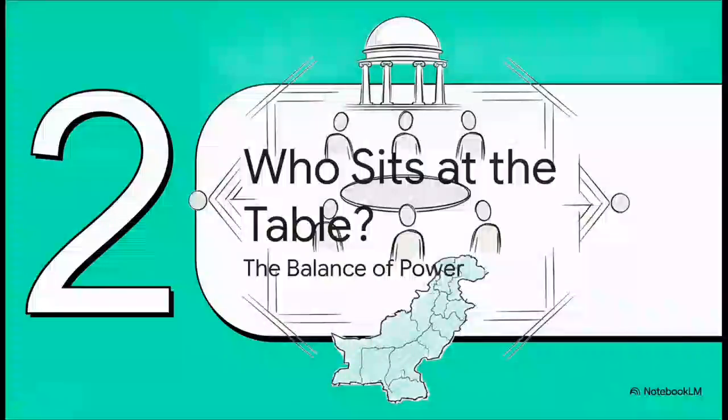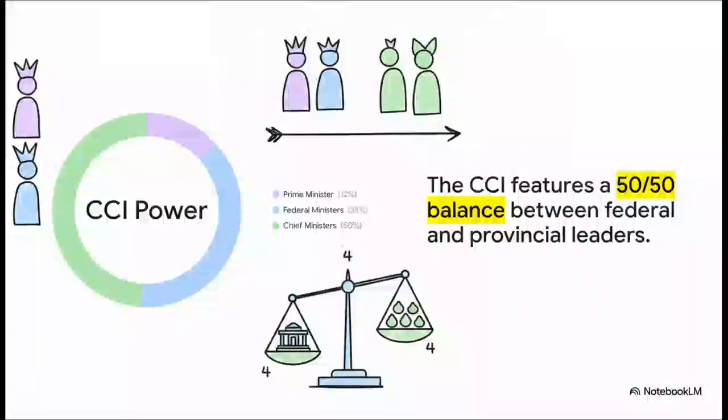Section 2. Who sits at the table? The balance of power. Okay, so how is this body architecturally designed to actually guarantee an equal footing for everyone involved? The really crucial point here is this brilliant 50-50 mathematical balance. The Council of Common Interests isn't just some random assortment of politicians, right? Its membership is strictly defined to ensure absolute parity. It consists of exactly 8 equal seats.